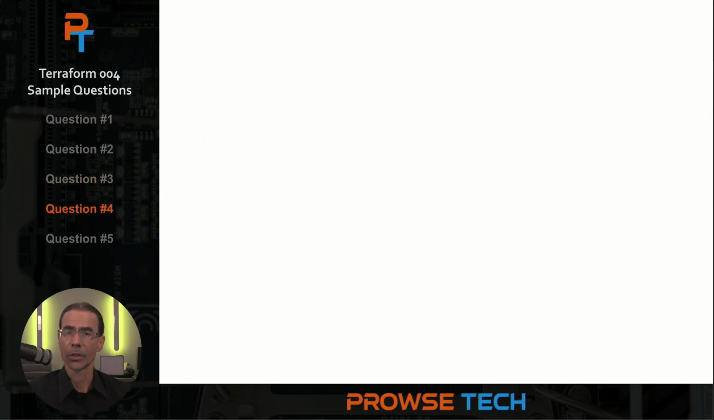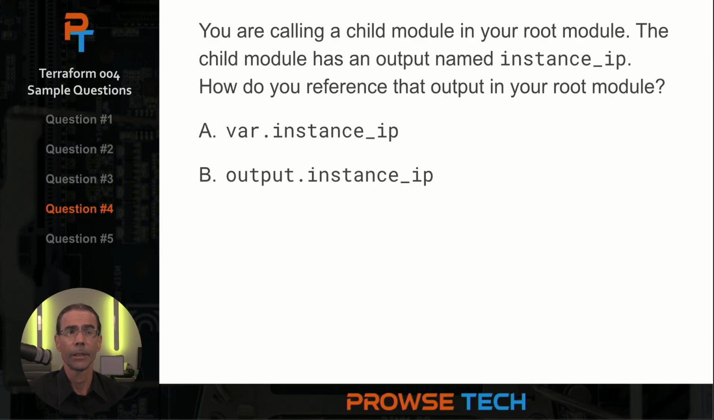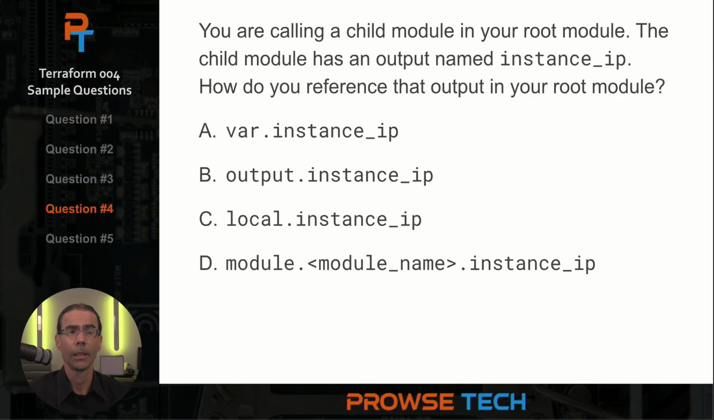Continue. Question 4. You are calling a child module in your root module. The child module has an output named instance_ip. How do you reference that output in your root module? A, var.instance_ip. B, output.instance_ip. C, local.instance_ip. Or D, module.modulename.instance_ip. Three seconds and I'll be back with the answer.